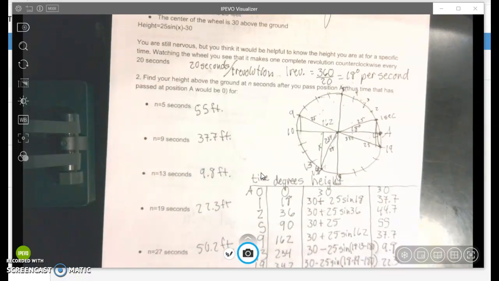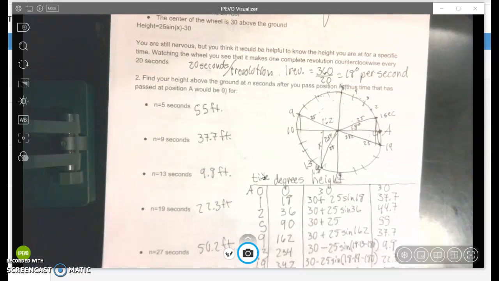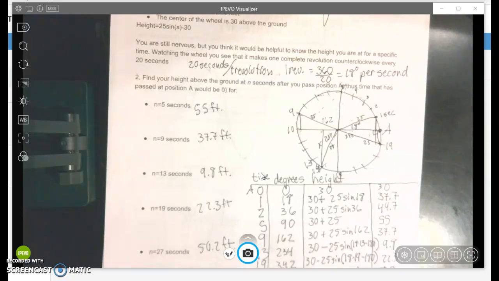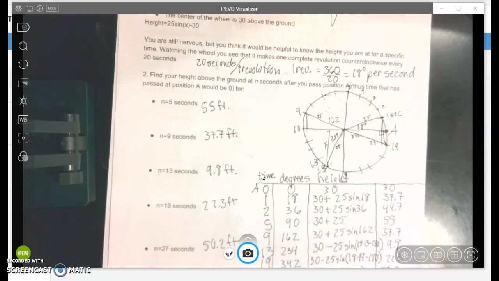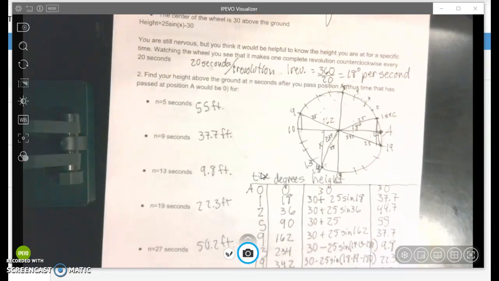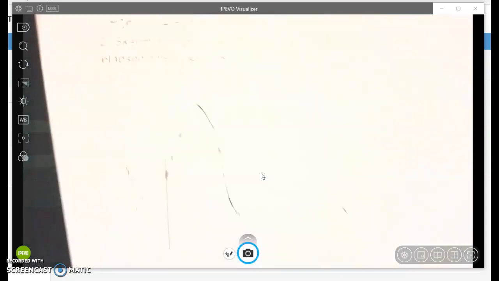And with that in mind, with our values there, we come up with this general function that says, if t is between 0 and 10 seconds, then we add the 25 sine of 18t, but if it's between 10 and 20, then we subtract that number. So anyway, that's where we came up with those pieces of information.